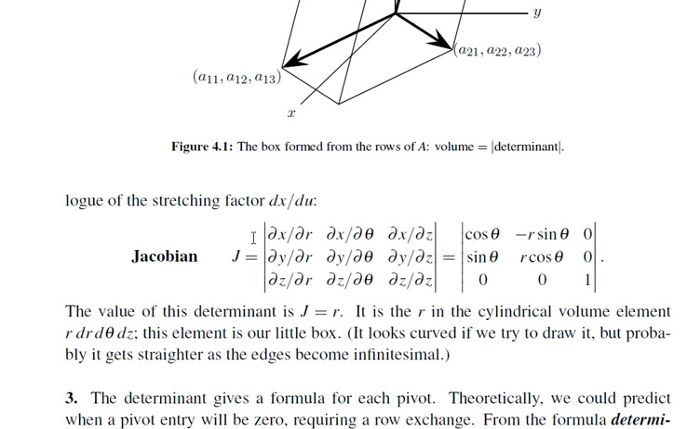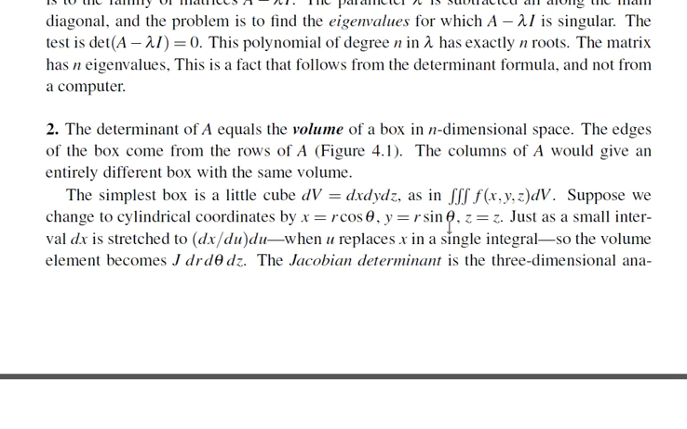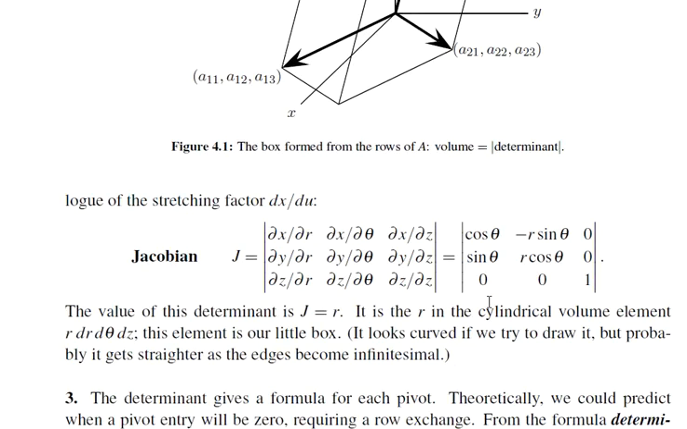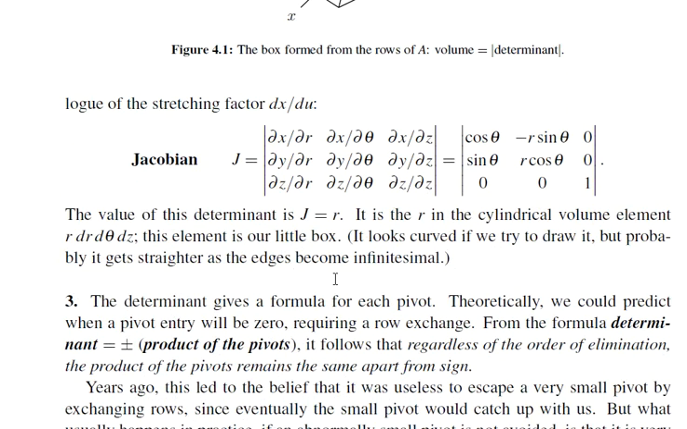Then dy by dr: y is r sin theta, so it becomes just sin theta. For z, there is no r in the z term, so dz by dr is going to give 0. In this way, all these components are differentiated and we get this matrix.